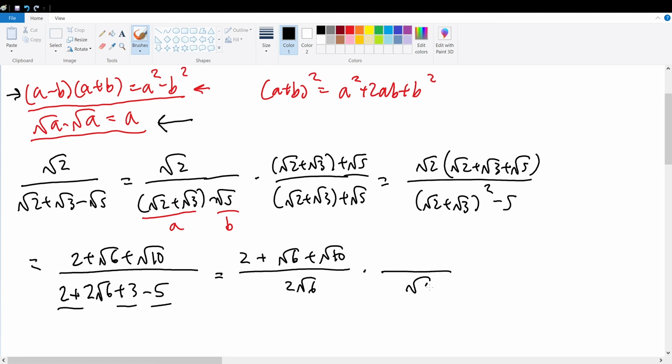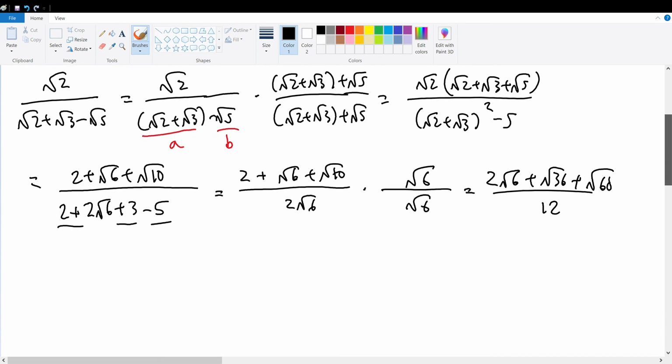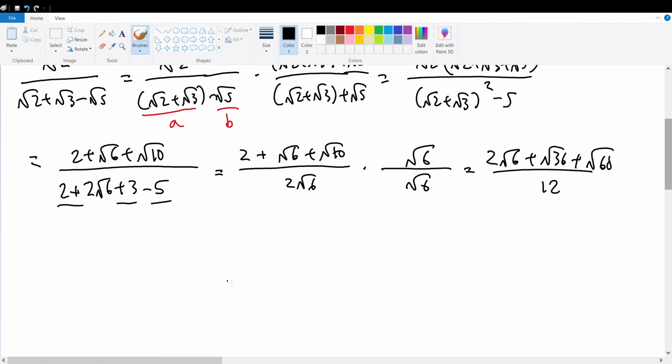So we apply that to cancel the radical in the denominator, which will be equal to 2 times 6, which is 12, and multiply root 6 to each term in the numerator to get 2 root 6 plus root 36 plus root 60. Now we can further simplify the numerator, because we know root 36 is equal to 6, and root 60 is equal to root 4 times 15, which is equal to 2 root 15. So this becomes 2 root 6 plus 6 plus 2 root 15 over 12.